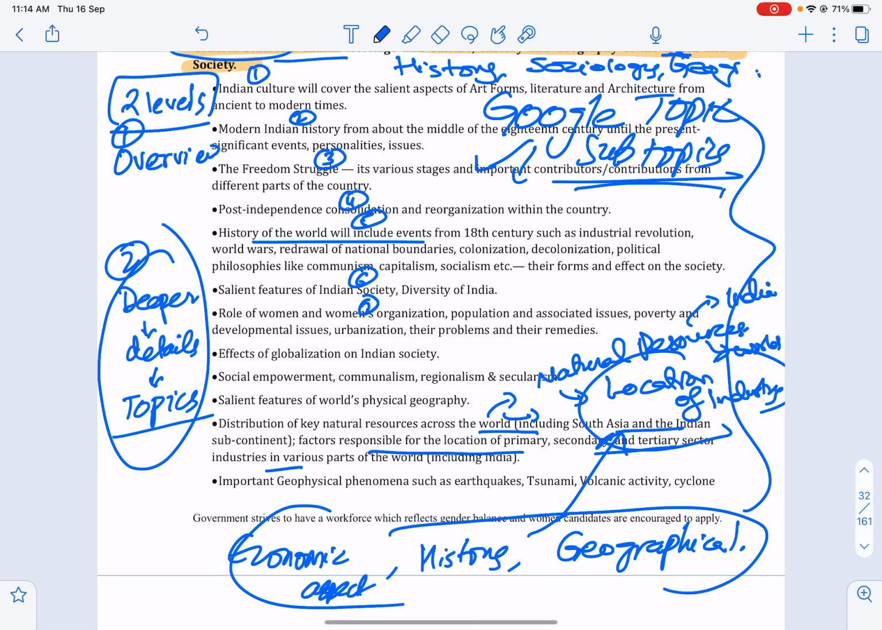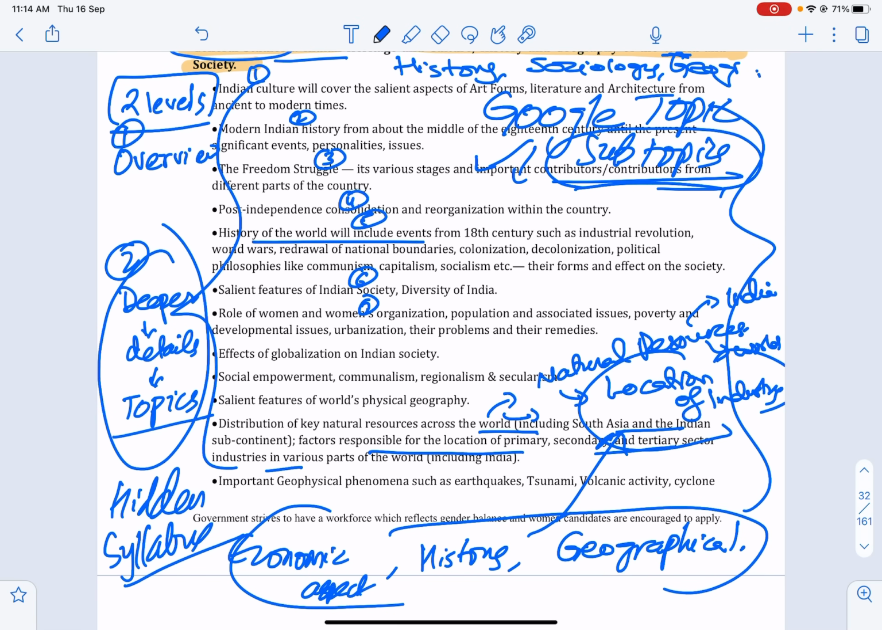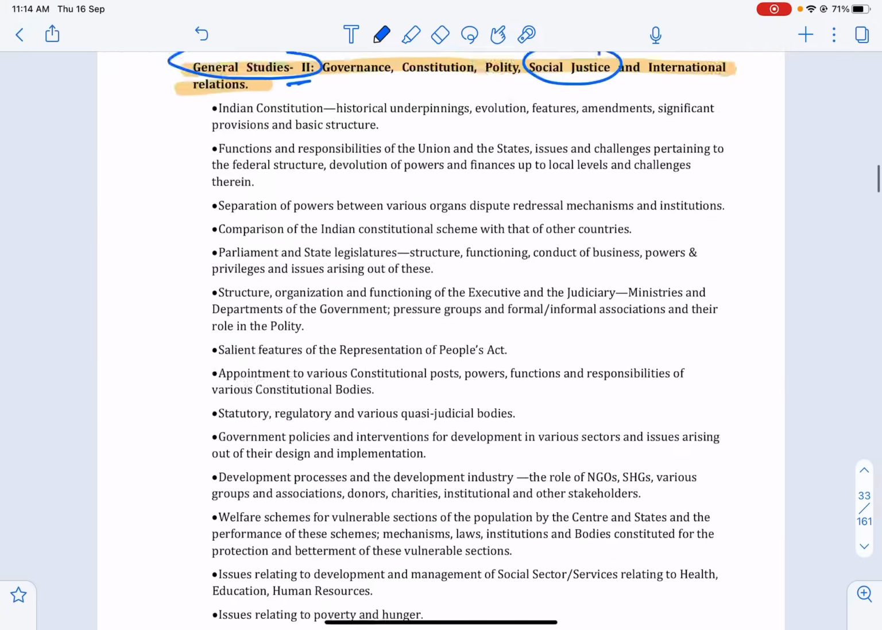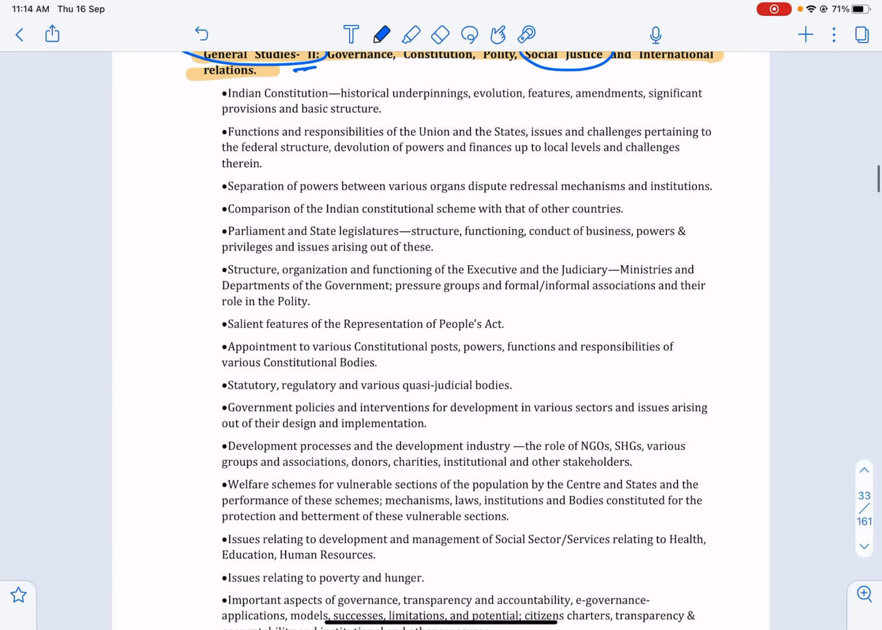Now that is the hidden syllabus of UPSC. Hidden syllabus meaning that something that they don't tell you about. Obviously they have given you all these major topics, but these subtopics are the ones that you need to figure out and study for. For example, let's say you are studying for GS2. They have given comparison of Indian constitutional scheme with that of other countries. Now they have not given which countries you should compare them to. So that is the hidden part.